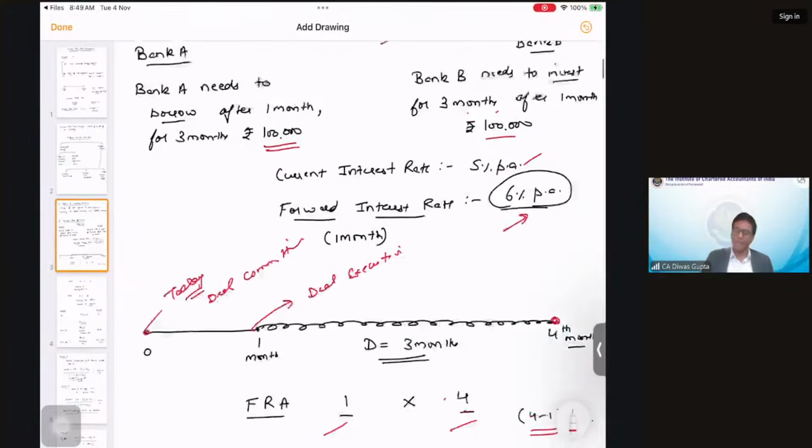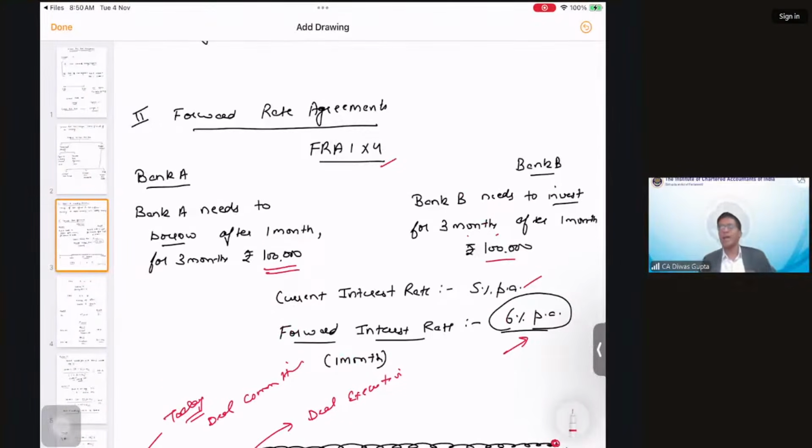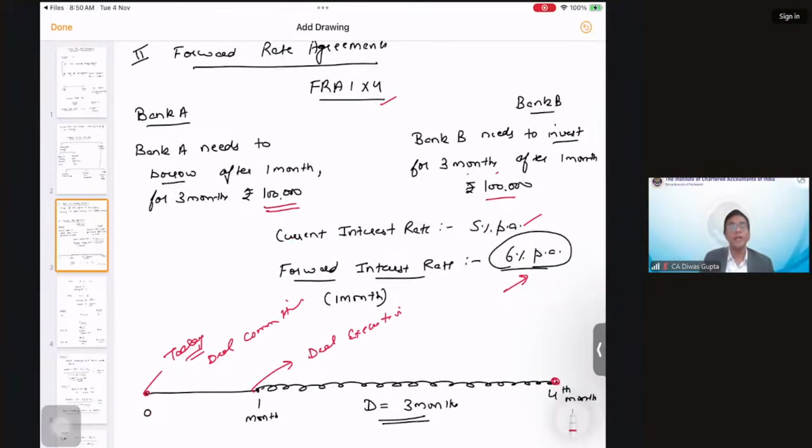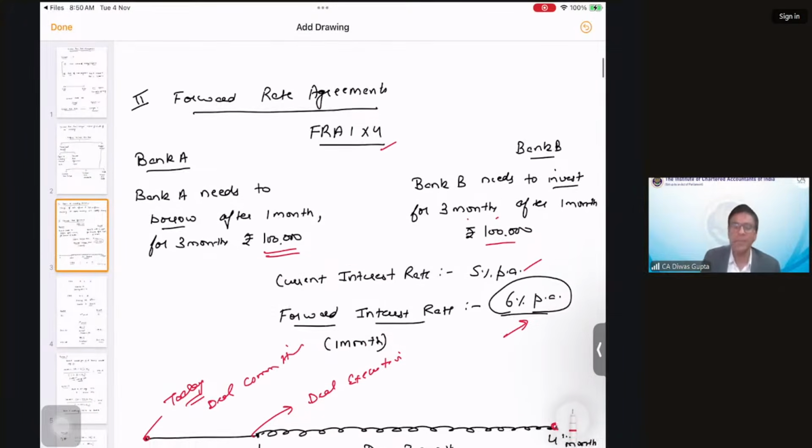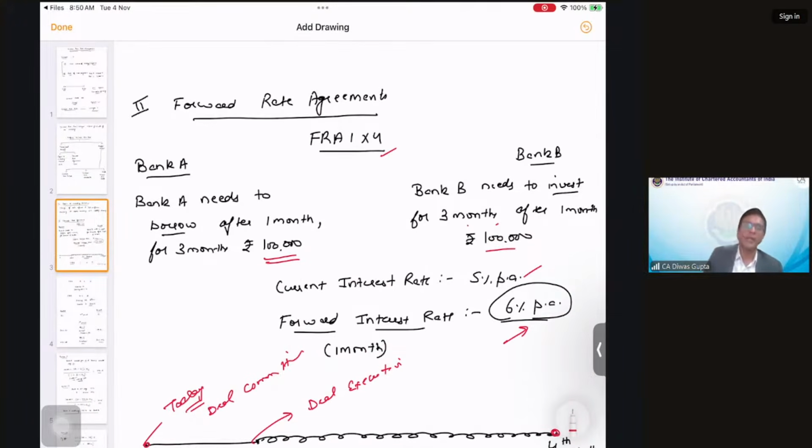Clear? So this is the standard way to denote a forward rate agreement. The concept is pretty simple: there is a need to borrow or invest, but that need is not as of today. It is after some time, and hence there is a need to enter into a commitment, and the rate is also agreed, correct? The rate is also agreed at 6% per annum, students. Clear?